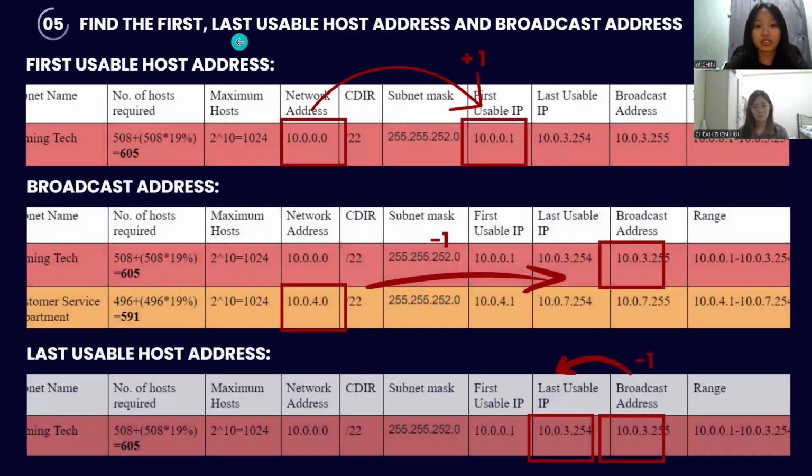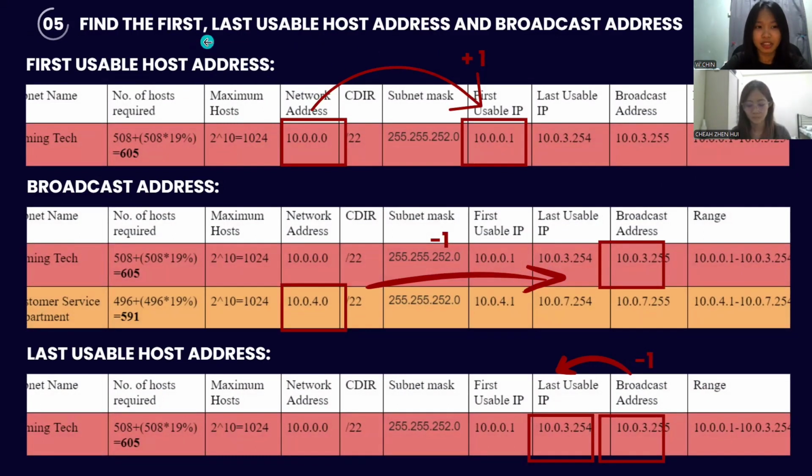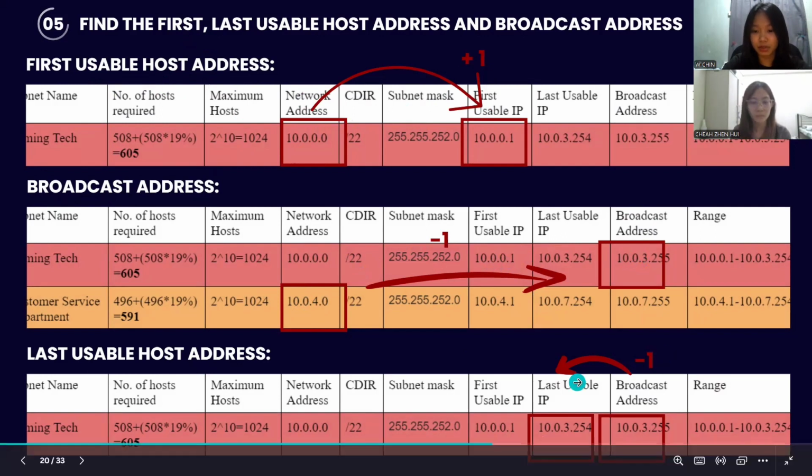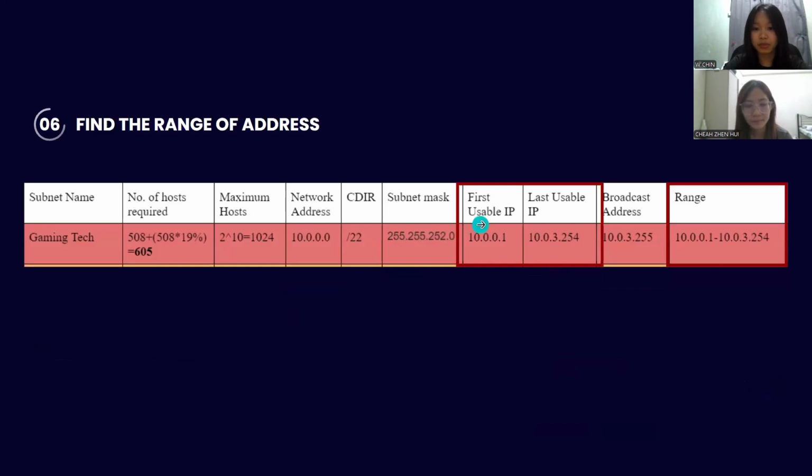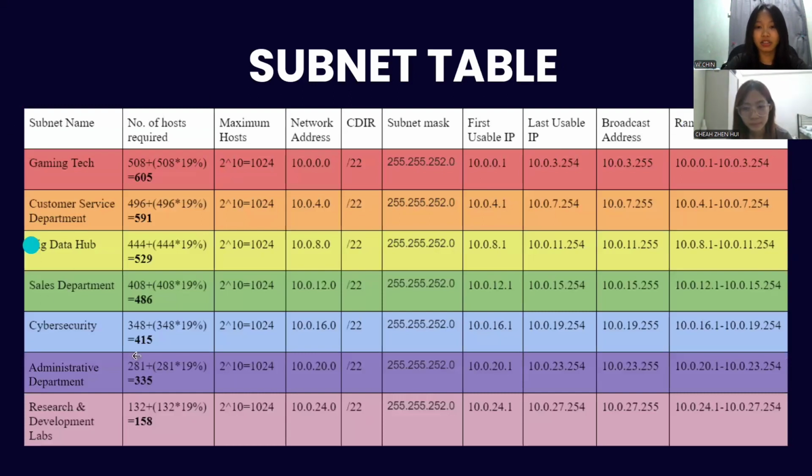To find the first usable host address, last usable host address and broadcast address: the first usable host address is the network address plus 1. The broadcast address will be the next network address minus 1. The last usable host address is the broadcast address minus 1. The range of addresses is the combination of the first usable IP and last usable IP, and this is the result. So these are all the results in the subnet table.